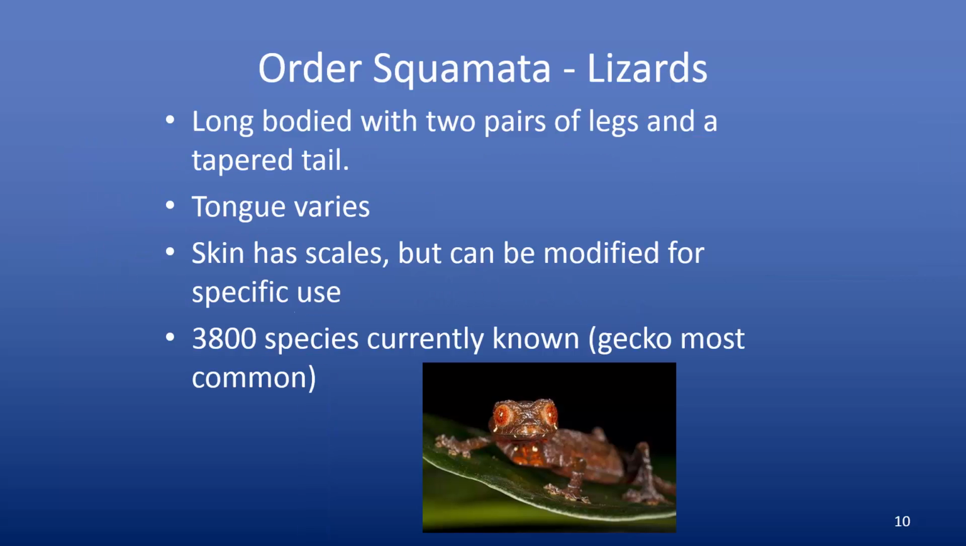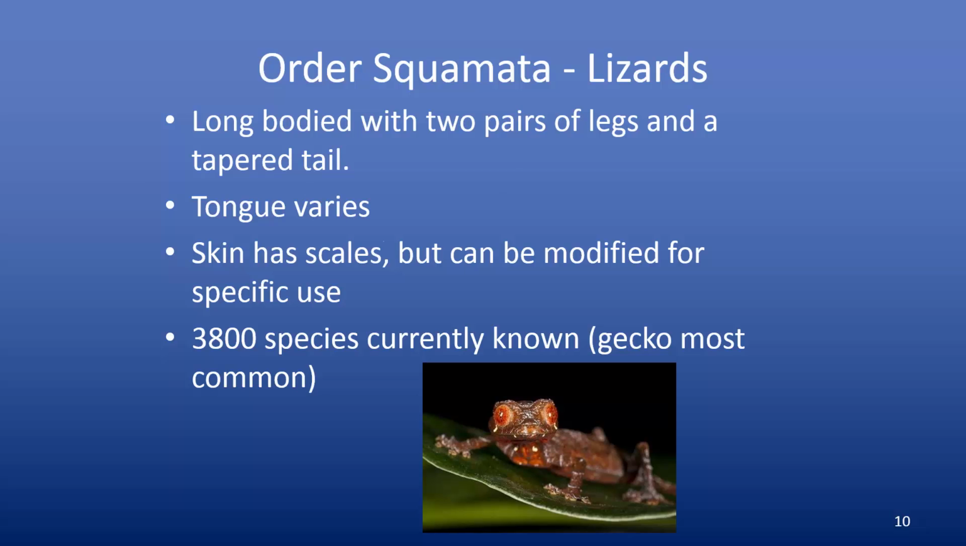Moving still in order Squamata, but another group called the lizards. They are long-bodied. They have 2 pairs of legs and a tapered tail. Now, there are exceptions to this. There is a legless lizard, but it is a lizard, not a snake.